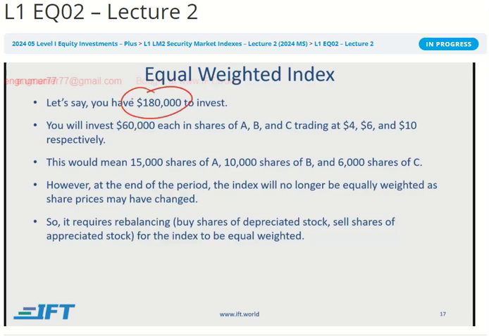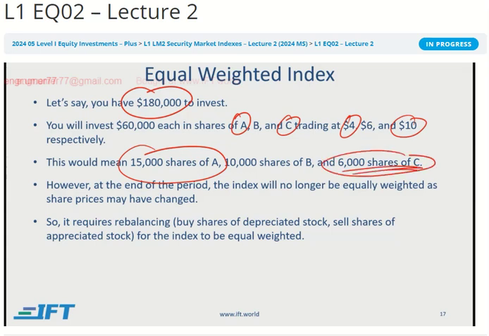So let's say you had 180,000 to invest and there's a stock A which is trading for 4, right? So you'll put more money in this compared to a stock C which is trading at 10, because the price is lower, so you'll buy more shares of this compared to the other one because you want to put an equal amount of money in each, right? So you'll buy more shares of the cheaper one and fewer shares of the expensive one, so that the amount of money is equally spread across all of these.